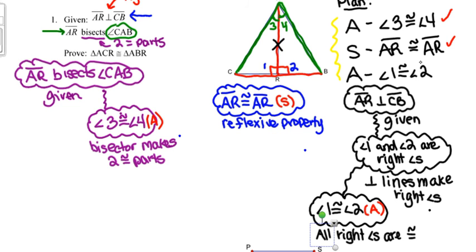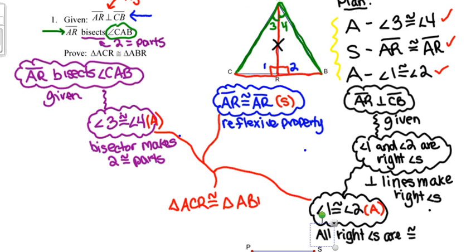And so now I've talked about my first pair of congruent angles, my pair of congruent sides, my second pair of congruent angles. I know these triangles are congruent by angle, side, angle. So I'm going to draw all three of these statements together. And when I put all three of those together, I can go ahead and draw the conclusion that triangle ACR is congruent to triangle ABR. And the reason that makes them congruent is my angle side angle.